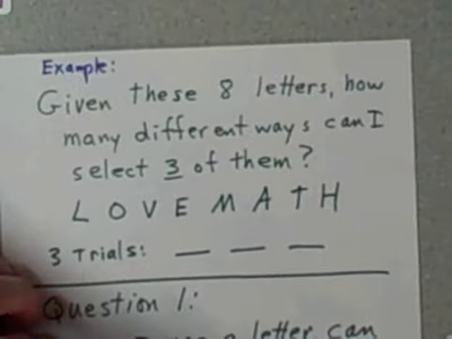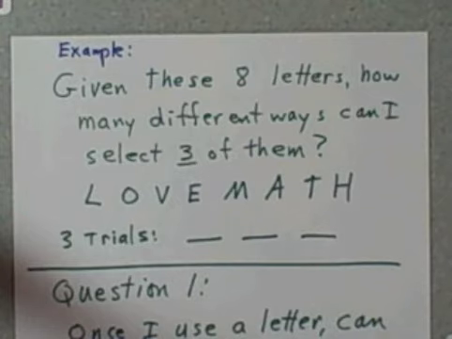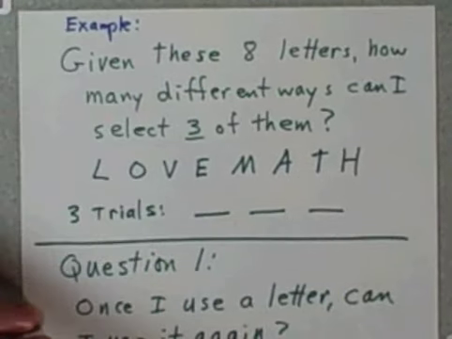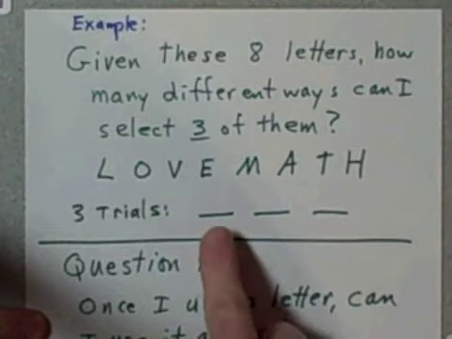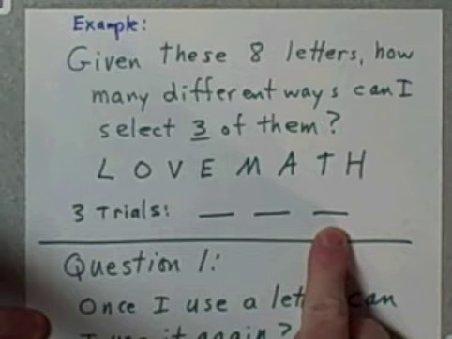So let's do another example. I randomly chose 8 letters, just at random. And here it is. Given these 8 letters, how many different ways can we select 3 of them? The 8 letters that I randomly chose were L-O-V-E-M-A-T-H. Yeah, I just came up with them by random. So I want to know how many different ways I can select 3 of them. And so using the fundamental law of counting, we're going to make 3 blanks: one for selecting the first letter, one for selecting the second, and one for selecting the third.